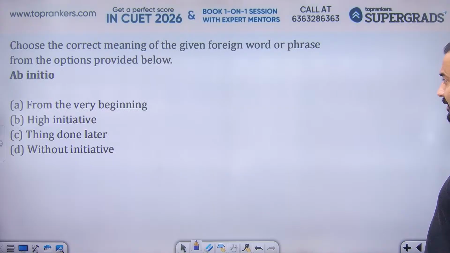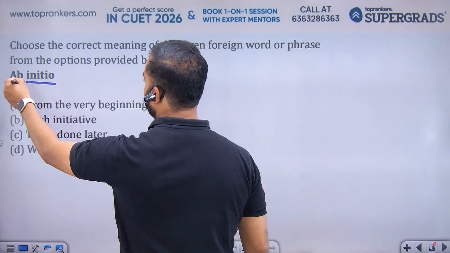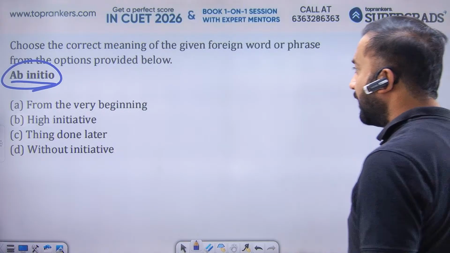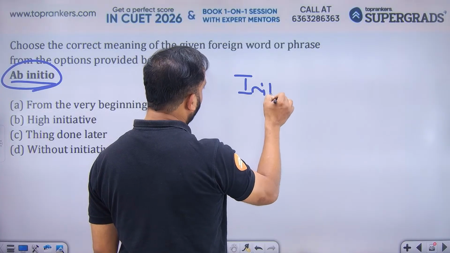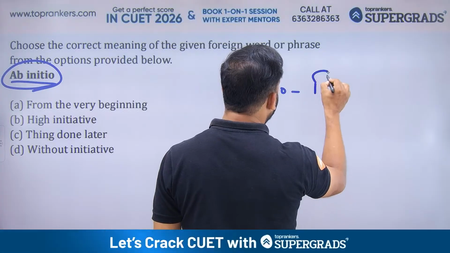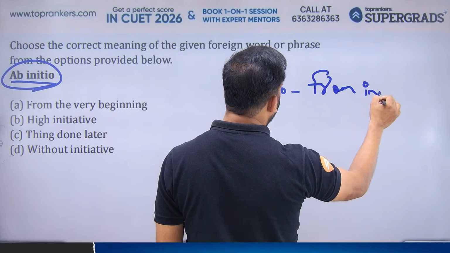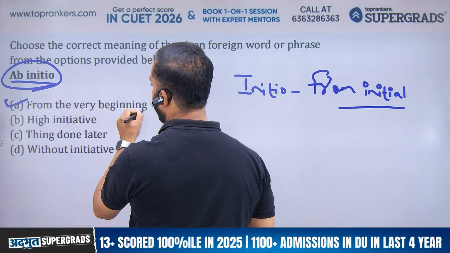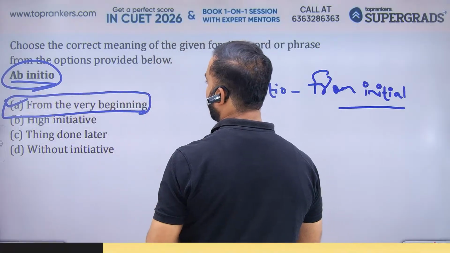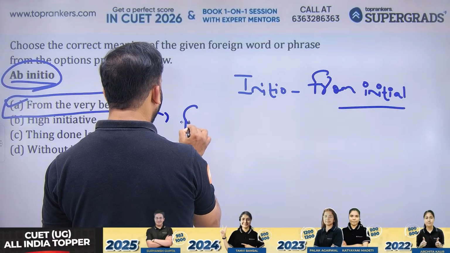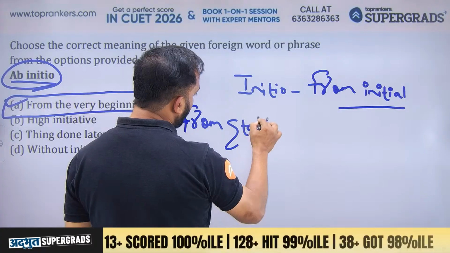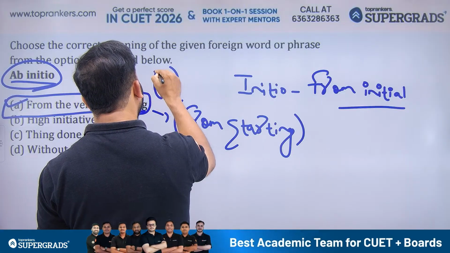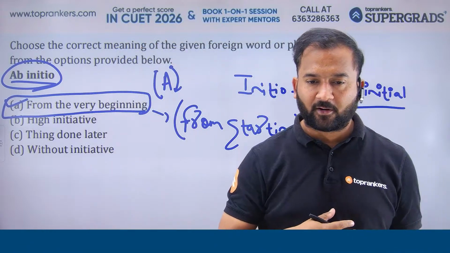Let's move to the next question, students. That is question number 8. Ab initio. Now the foreign word initio here is from initial. So when we say something is ab initio, that means from the very beginning, from starting. So A must be the correct meaning of this foreign phrase.